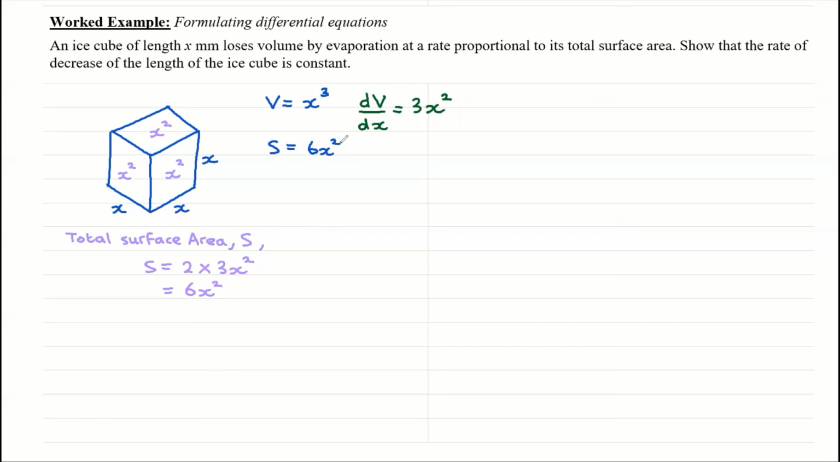So we've got ds by dx. I don't know if we're going to use these, we'll just have to check. So ds by dx is, of course, going to be 2 times 6, which is 12x to the power 1. All right, and we'll just tell the examiner, the person marking it, what our variables are. So v is, of course, the volume, and S is the total surface area.